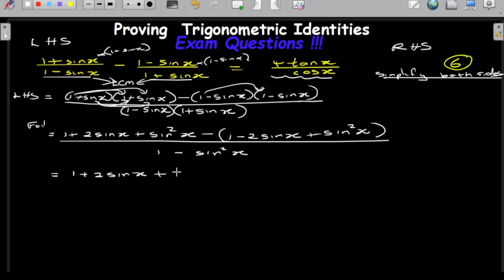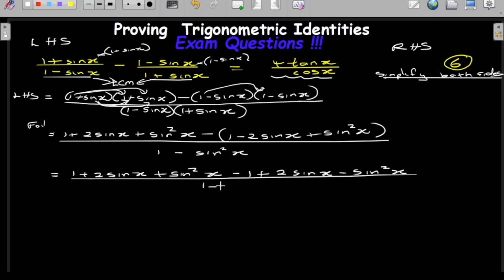So now on the numerator, we just need to remove that bracket by multiplying the negative 1 into the bracket. So we have minus 1 plus 2 sine x, plus 2 sine x minus sine squared x. And then we put the division sign, and now we're going to have 1 minus sine squared x in the denominator. All right.